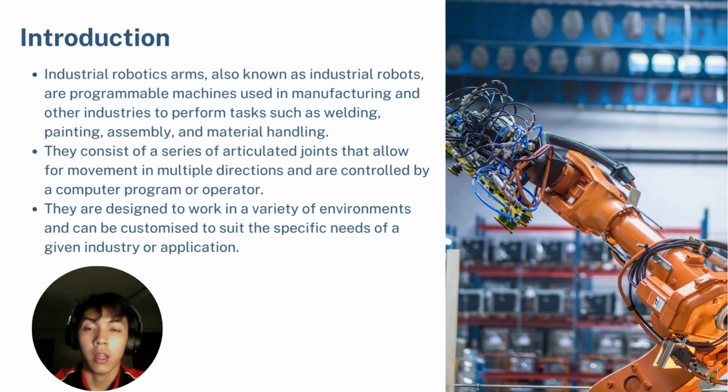In the introduction, industrial robotic arms, also known as industrial robots, are programmable machines used in manufacturing and other industries to perform tasks such as welding, painting, assembly, and material handling. They consist of a series of articulated joints that allow movement in multiple directions and are controlled by a computer program or operator. They are designed to work in a variety of environments and can be customized to suit the specific needs of a given industry or application.